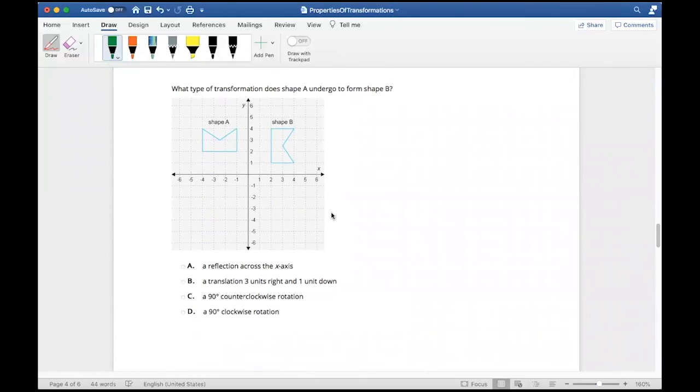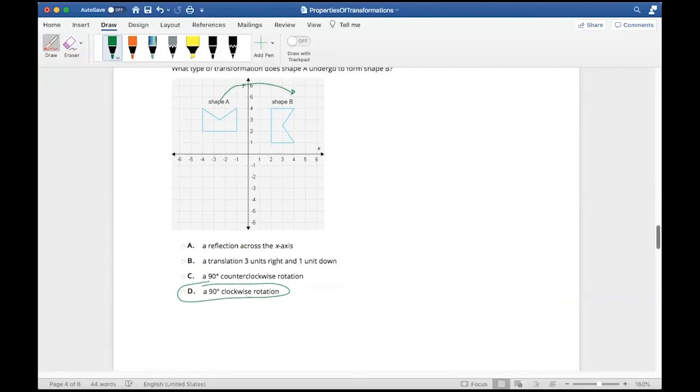All right, what type of transformation does shape A undergo to form shape B? So I go from A to B. It looks like it's a rotation. It definitely turns. And we are going 90 degrees. I can see that I go over that one quadrant. And I am going to the right, which means I'm going clockwise. So the things I just said would describe a 90 degrees clockwise rotation.